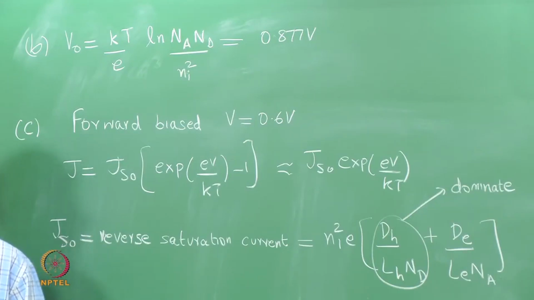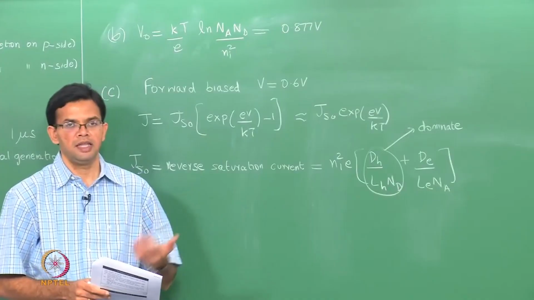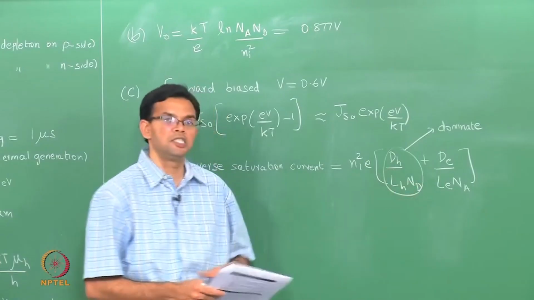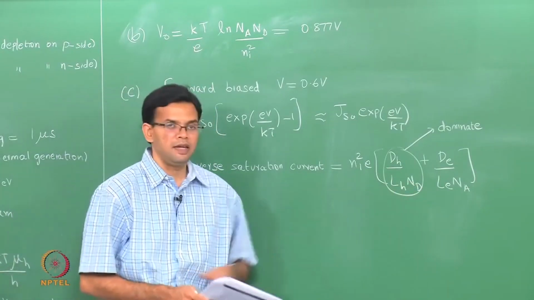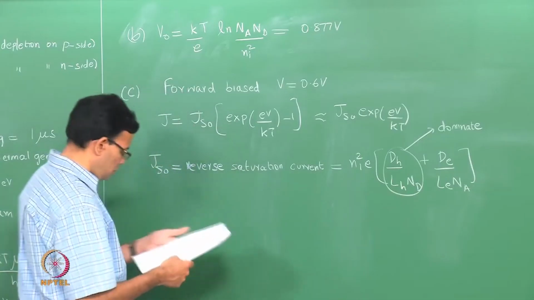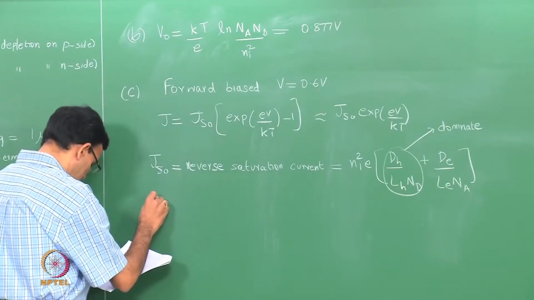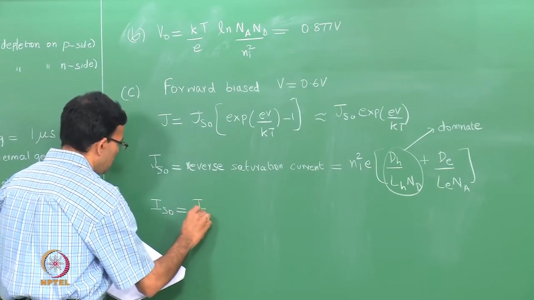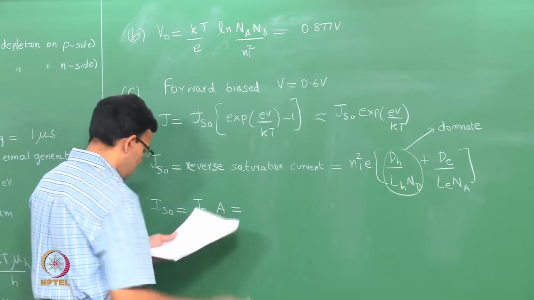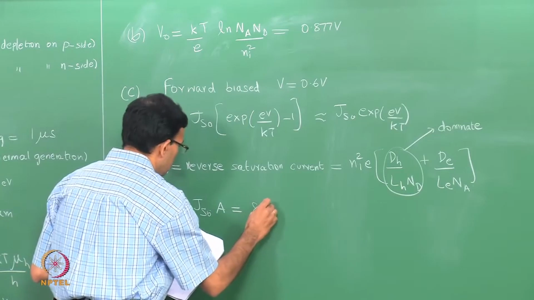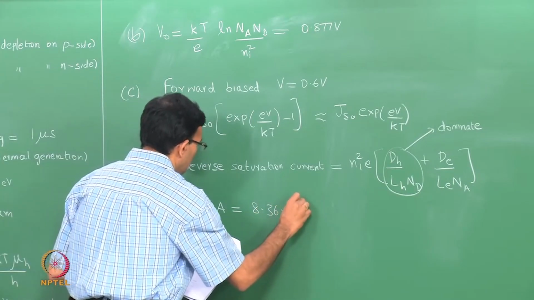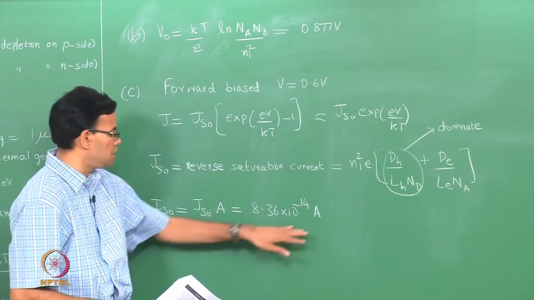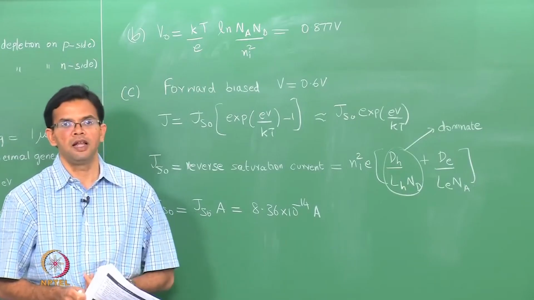To calculate the current, we just need to multiply this by the area. So, all the numbers are here. We calculated dH and LH in part A, Na and Nd are known, Ni is also known. So, instead of Js naught I will directly write Is naught, which is Js naught times the area. So, this is 8.36 times 10 to the minus 14 amperes. So, the reverse saturation current is essentially a really small value.